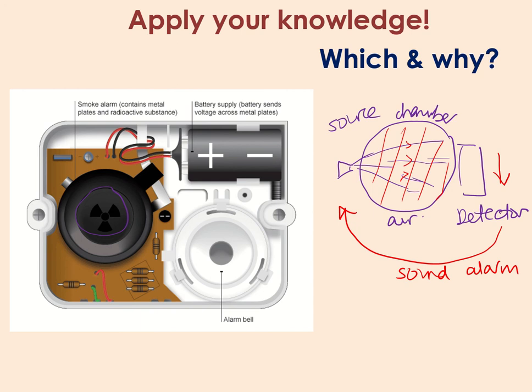So the answer is that it is alpha. We know that alpha has got a range in air of 3 to 4 centimeters, so it's sensitive enough that if that chamber fills with smoke, and smoke particles are heavier than air particles, that will actually cause the drop in radiation levels that we would need to detect. If you use beta or gamma, the radiation level would not drop.